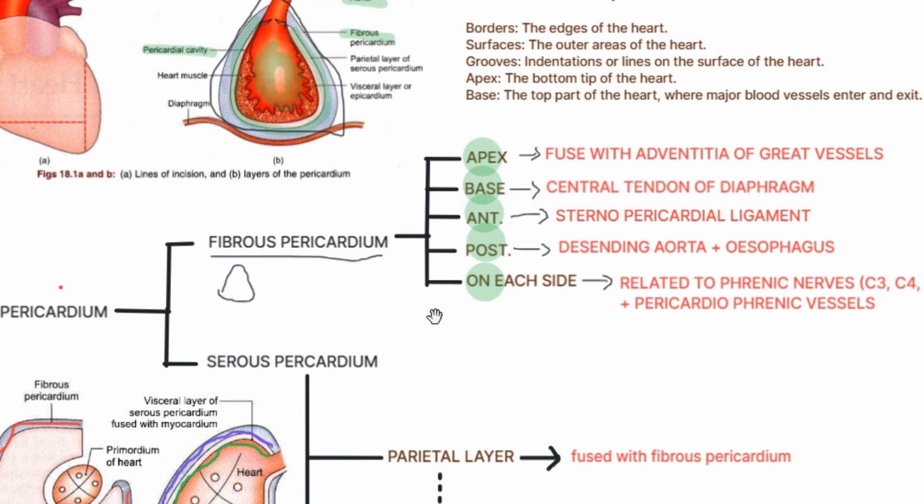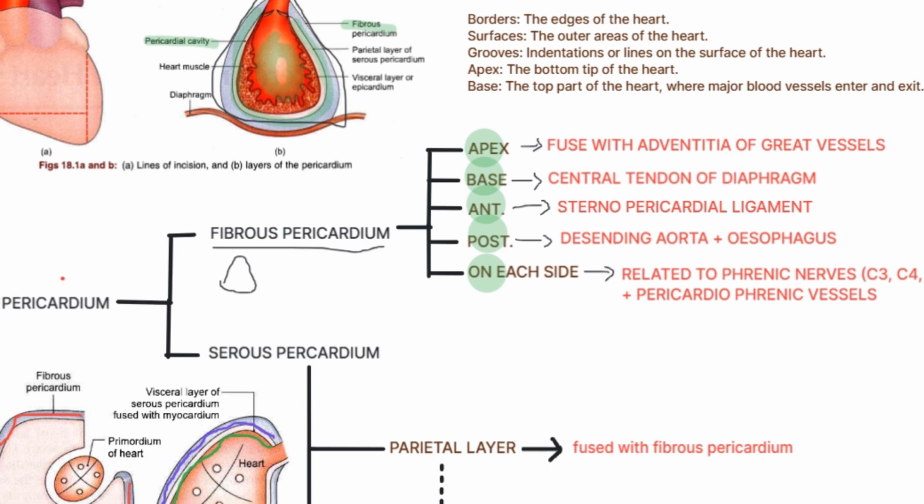Posteriorly, you will find your descending thoracic aorta, you will find your esophagus and some of the principal bronchi, because of the lungs will be present on the posterior side of the fibrous pericardium. Then on each side related to phrenic nerves, C3, C4, C5, and pericardiophrenic vessels, as well as your mediastinal surface of your lungs and mediastinal pleura, you will find on each side of the fibrous pericardium.